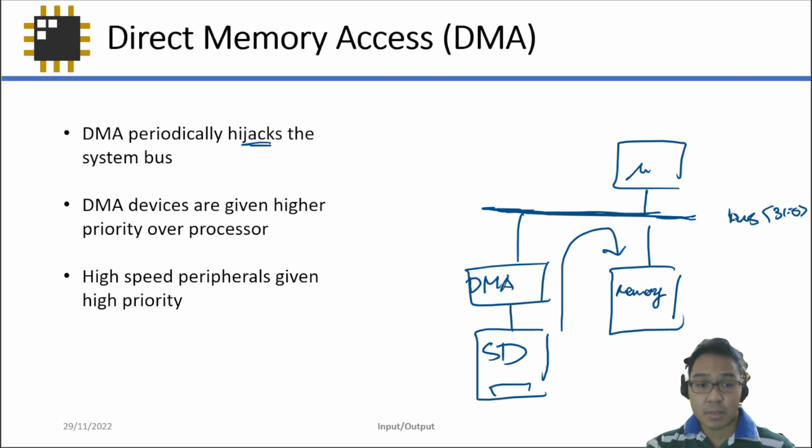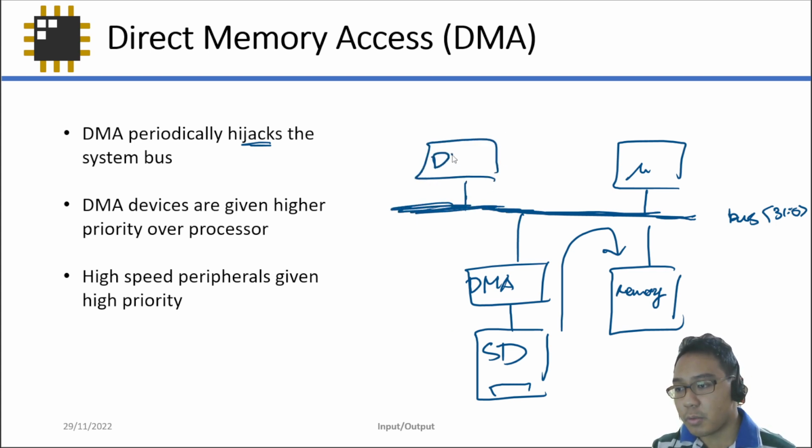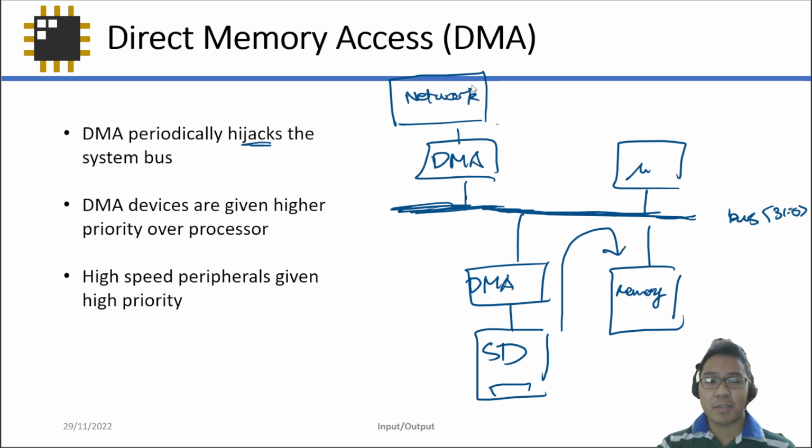And so the DMA device is given higher priority over the processor. But say, for example, you had more DMA devices, more than one, because you can have more than one peripheral, and you had, say, a network controller over here, the thing that receives Wi-Fi, and let's say the Wi-Fi is much higher speed than the SD card that you had. So what happens here is that the DMA controller for the network, if it has to transfer data at much higher speeds, is given a higher priority.